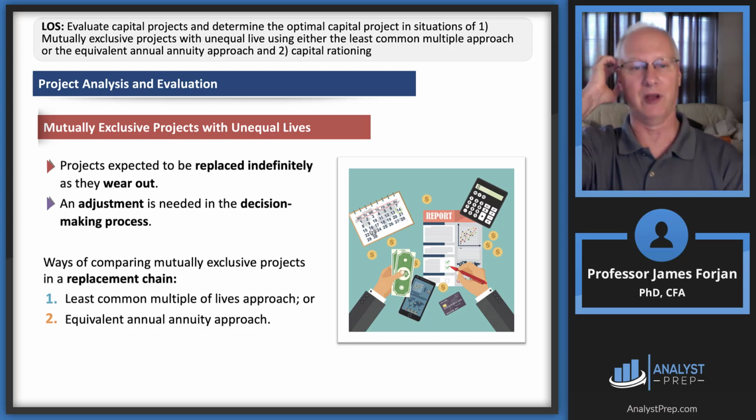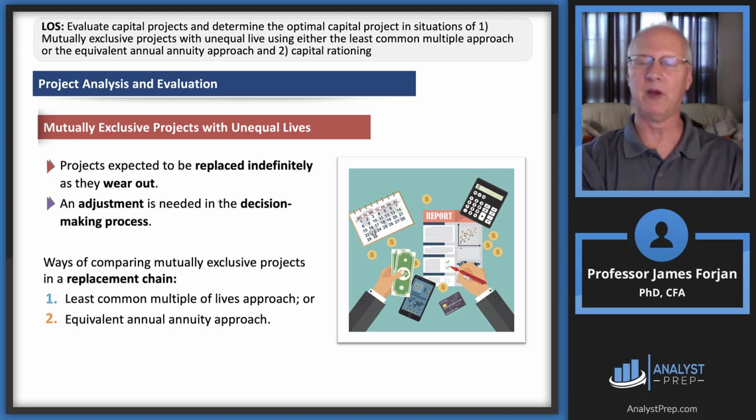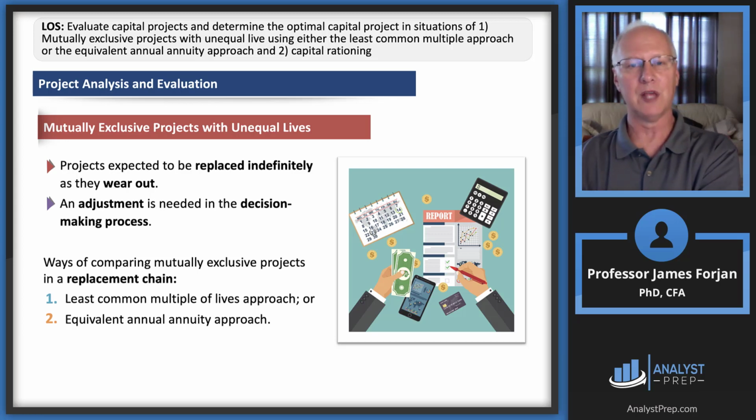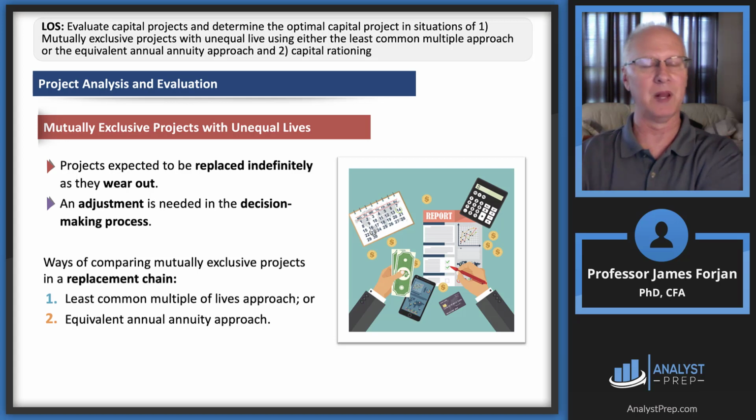Now we have to scratch our heads. We could just compute net present value, but we need to be aware that, of course, at the end of each life, we're going to have to replace that sprinkler system. So we're going to do this 2 ways: least common multiple lives approach or the equivalent annual annuity approach. This will lead us to the maximizing wealth decision.